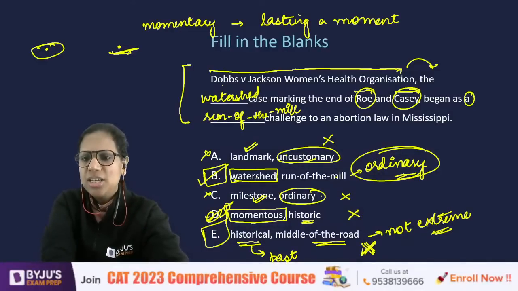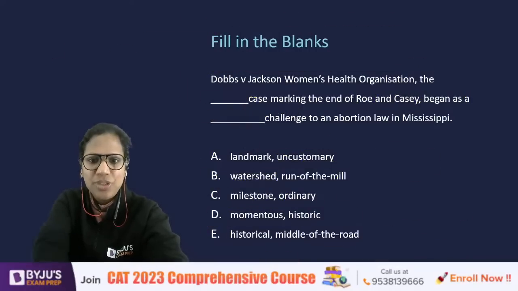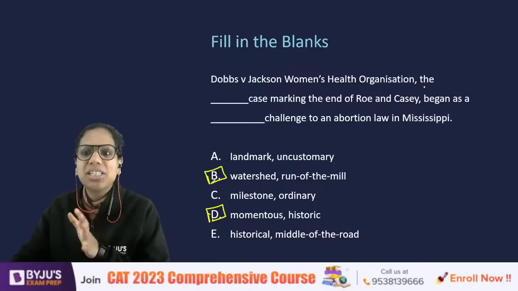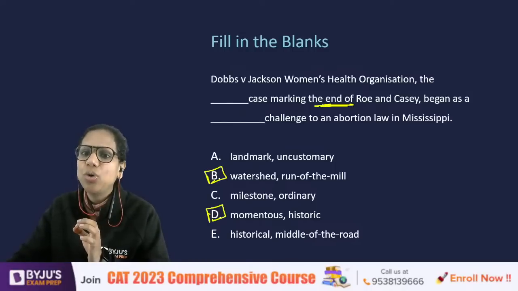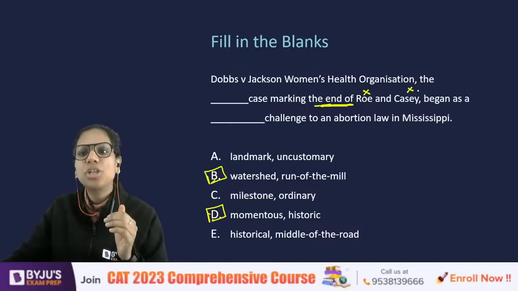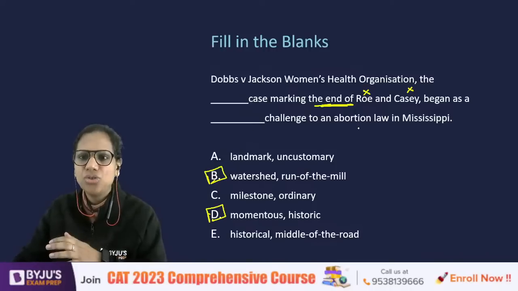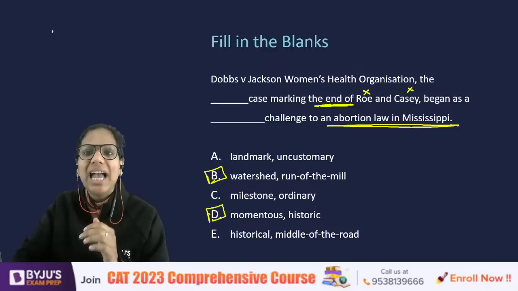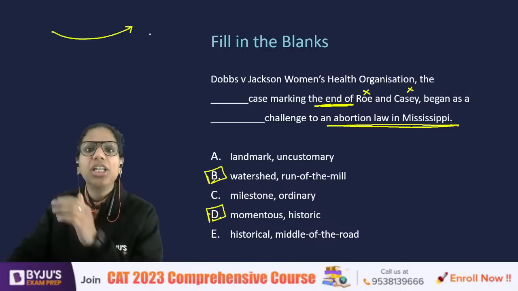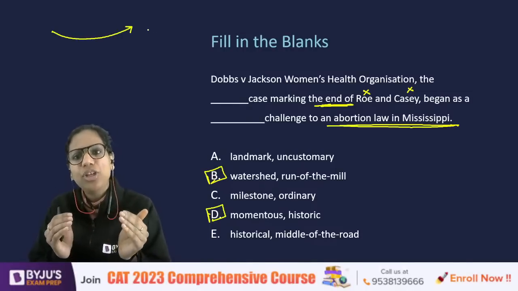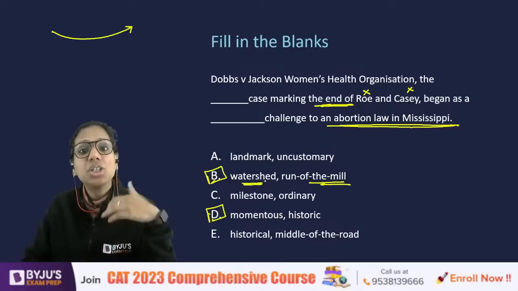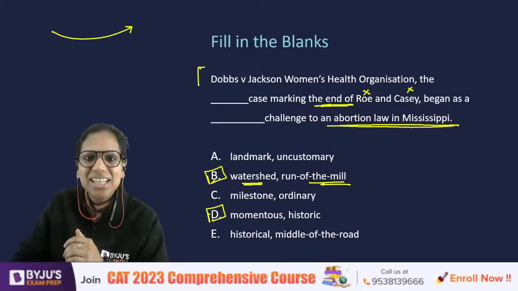Right? Okay then, perfect. Why I eliminated D? Yes, sure. Let's have a look. D is actually a tempting option to mark. Dobbs versus Jackson, the dash case marking the end of the previous two judgments, began as a dash challenge to an abortion law in Mississippi. So I am saying that something began in a certain way, but then it turned out to be a turning point. Turning point means that we are marking a departure from an earlier practice. So it began as something simple, but it turned out to be something important. That is the intention here.